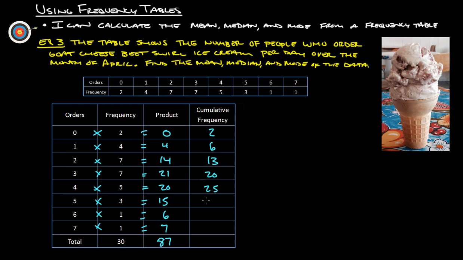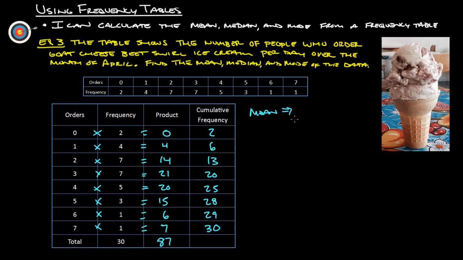25 plus 3 is 28. 28 plus 1 is 29. 29 plus 1 is 30. And so our cumulative frequency now here is at 30 for our total 30 days here. Where this is going to come in handy is when we're trying to find out the median. Okay, so let's figure out our mean, right? So again, we sold a total for the mean.